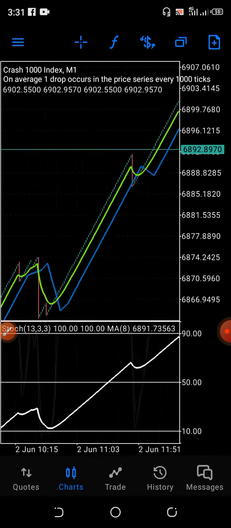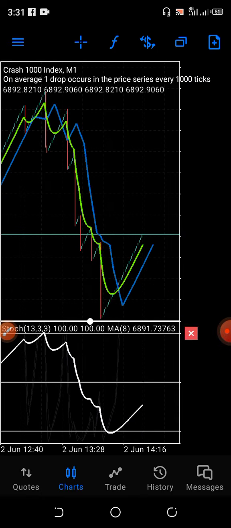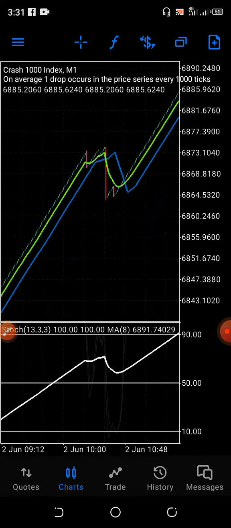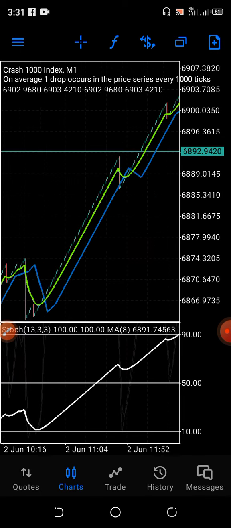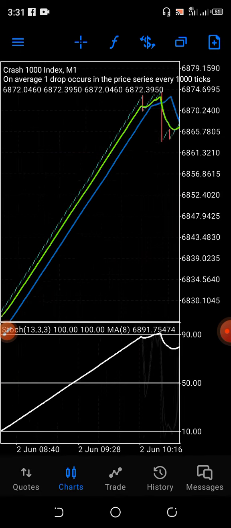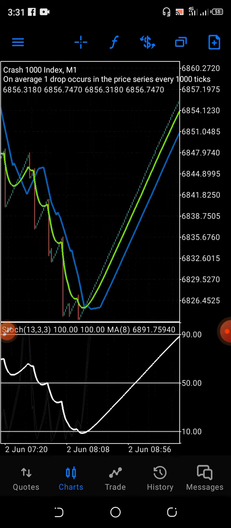So let's backtest a little. This one you are seeing here happened at the center of this thing. So if you have a huge account, you can try it so that the spike will not take your distance. But it's better you take from here.